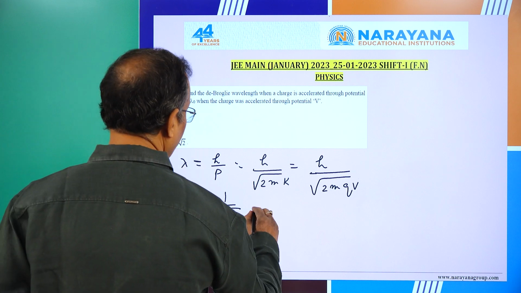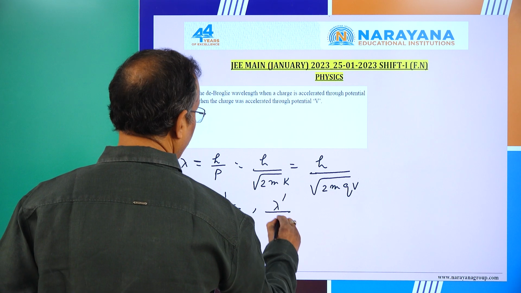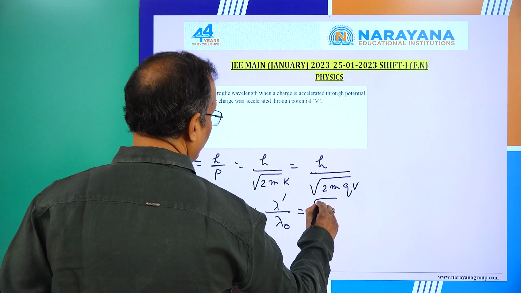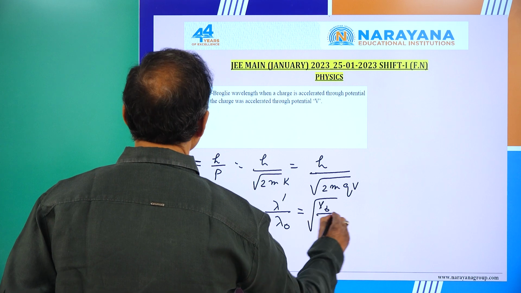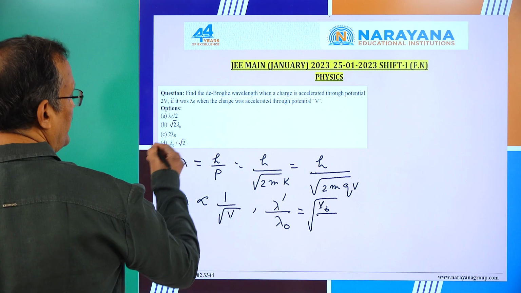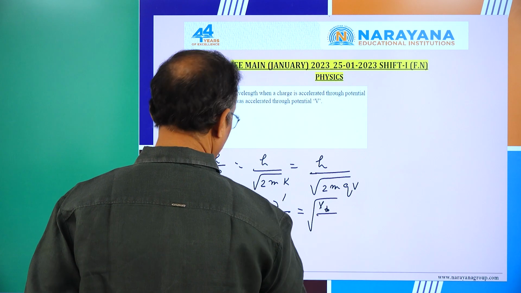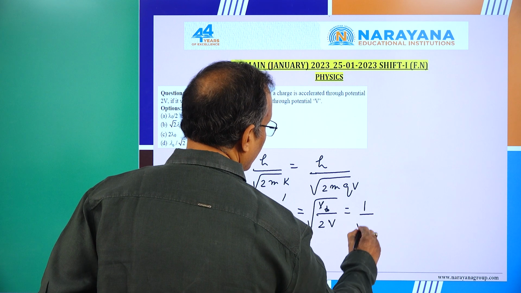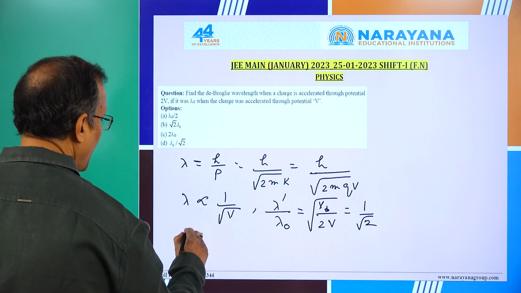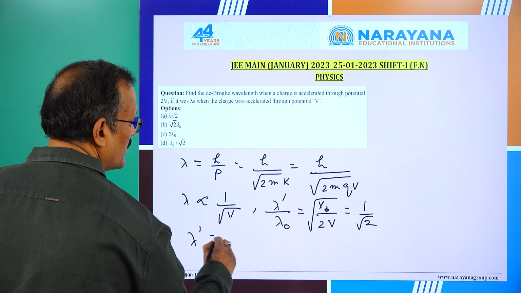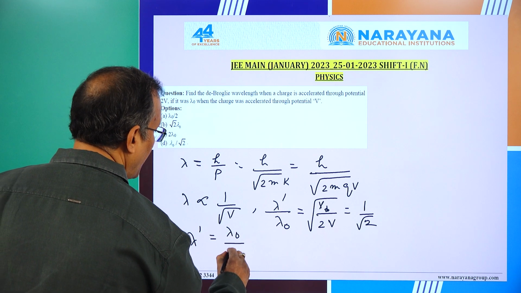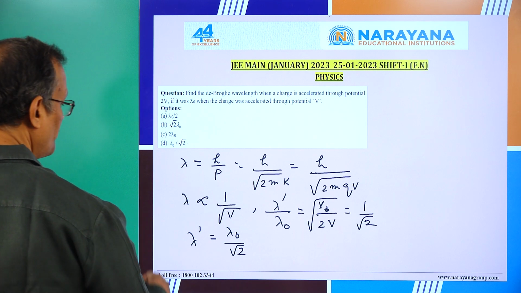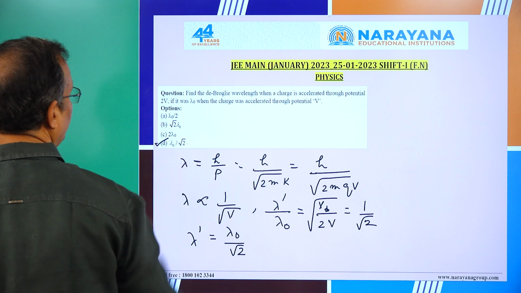Now lambda dash by lambda naught will be equal to under root V naught by V dash. They have given you V and 2V, so it is equal to 1 by root 2. So you will have lambda dash equal to lambda naught by root 2. So your answer will be lambda naught by root 2, answer will be D.